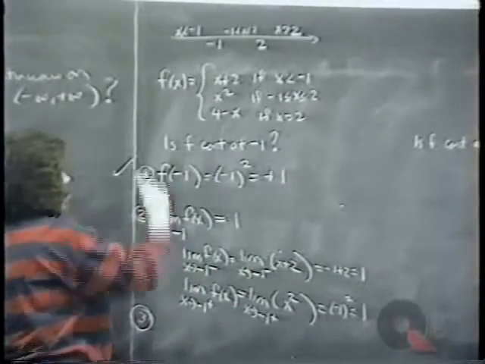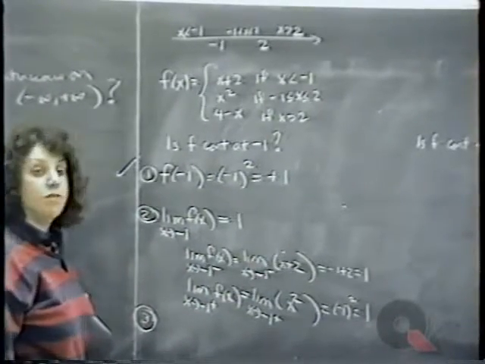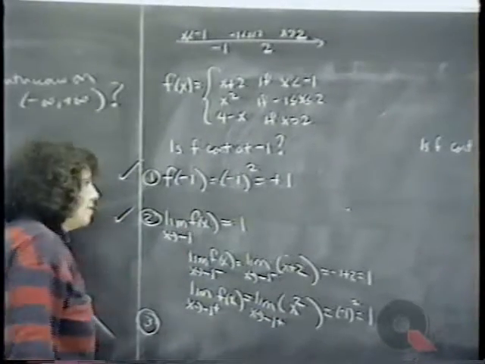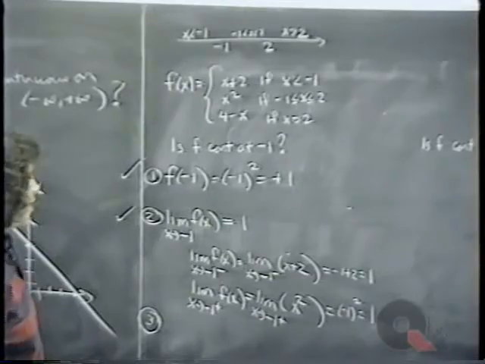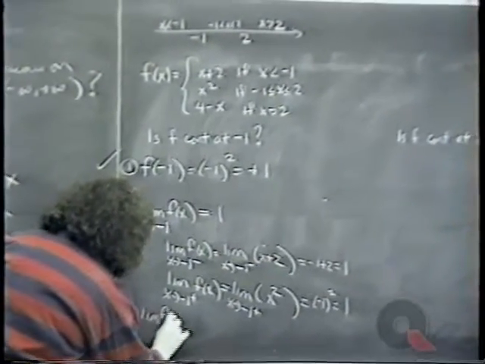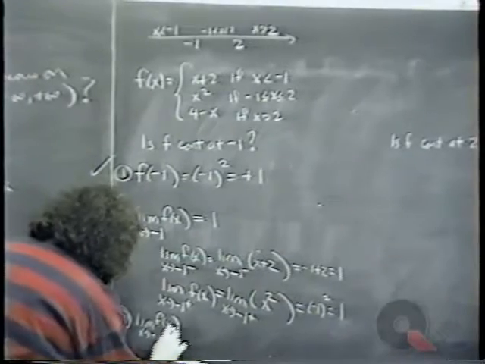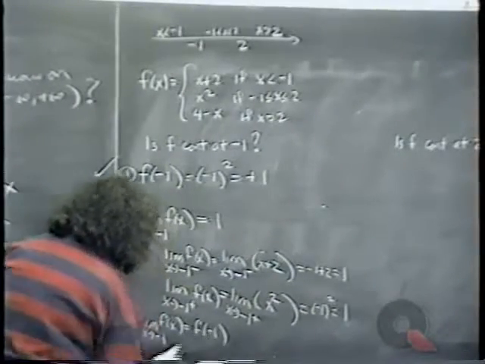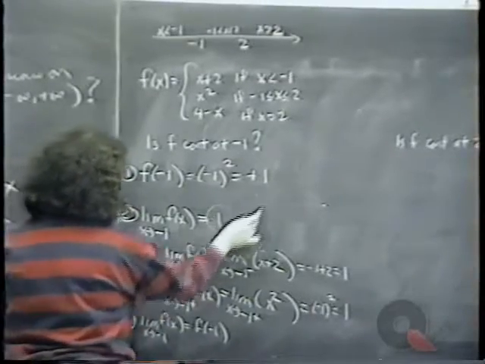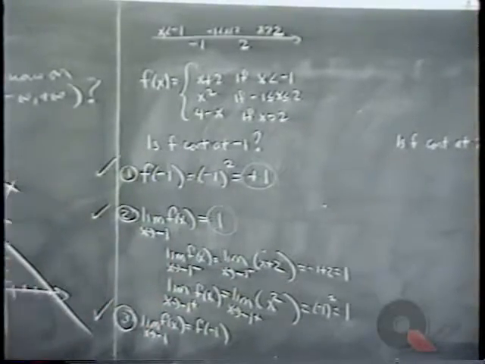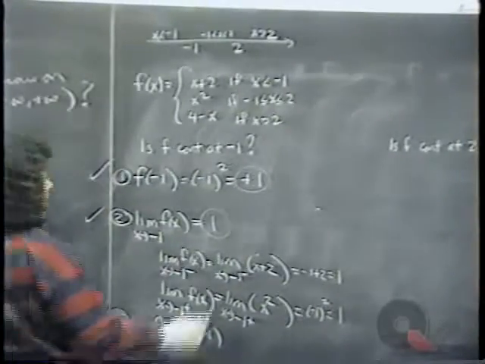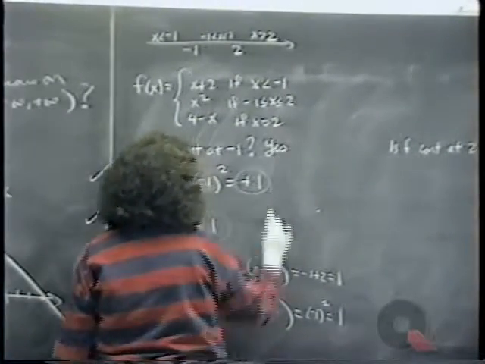So condition 1 holds. The function is defined at minus 1. Condition 2 holds. The limit does exist at minus 1. And condition 3 holds because the limit of f of x as x approaches minus 1 equals f of minus 1. The answer here is the same as the answer here, so condition 3 holds. So is f continuous at minus 1? The answer is yes.